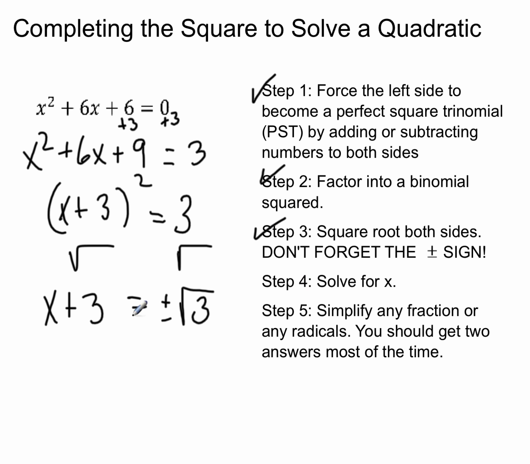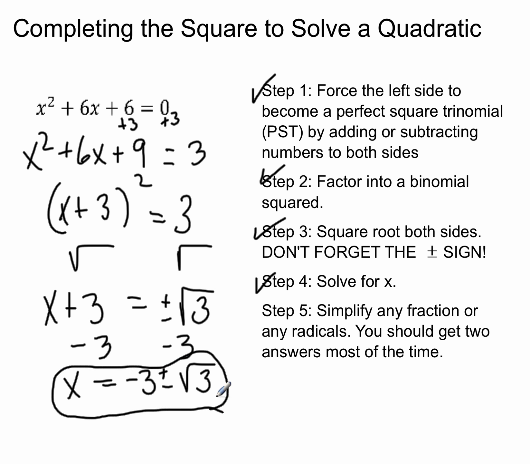Step 4, solve for x. Well, that means I need to get x by itself. So I'm going to subtract 3 on both sides, and I'm going to get x equals negative 3 plus or minus root 3. Okay, step 5, simplify any fraction or any radicals. You should get 2 answers most of the time. So can I simplify root 3? No. I can't really do anything else. I don't have any fractions or anything. So my answer is x equals negative 3 plus root 3 and negative 3 minus root 3.